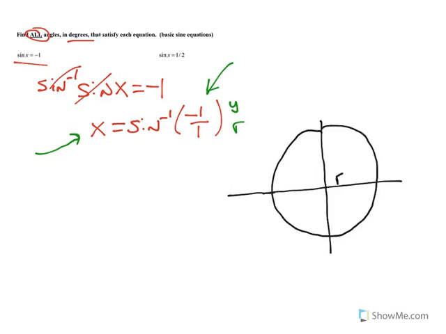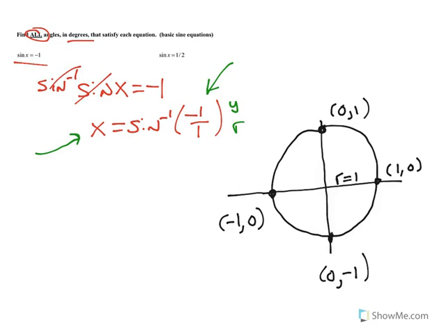So we'll say r is equal to 1. So x would be 1, y would be 0. At this word pair, x would be 0, y would be 1. And x would be -1, y would be 0, and x is 0, y is -1.